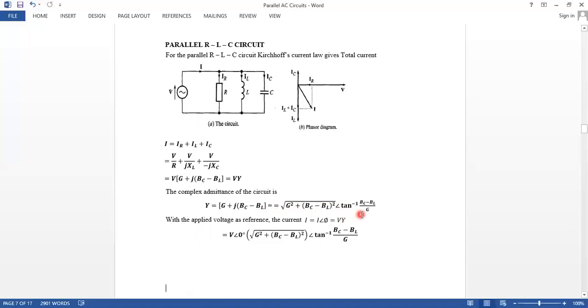What is the angle? The angle is nothing but tan inverse of imaginary part divided by real part. So with the applied voltage as the reference, the current I is equal to I at an angle phi, or that is equal to V into Y. So V at an angle 0. Again, this is the Y component, that is this magnitude of Y and this angle of phi.